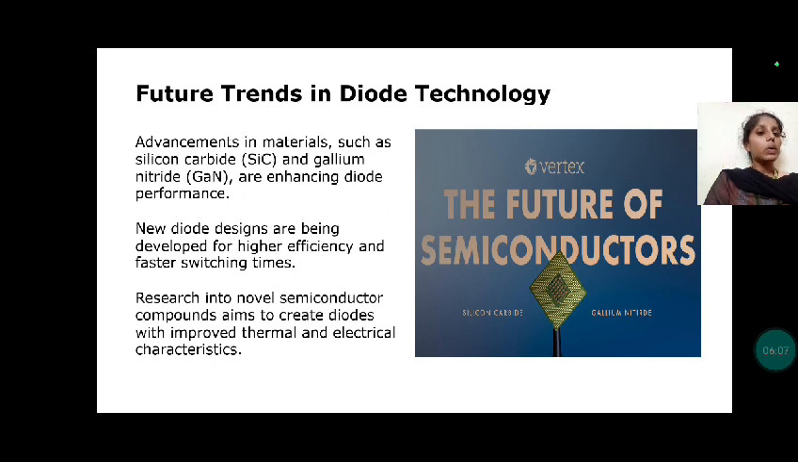Future trends in diode technology. Advancements in materials such as silicon carbide and gallium nitride are enhancing diode performance. New diode designs are being developed for higher efficiency and faster switching times. Research into novel semiconductor compounds aims to create diodes with improved thermal and electrical characteristics.